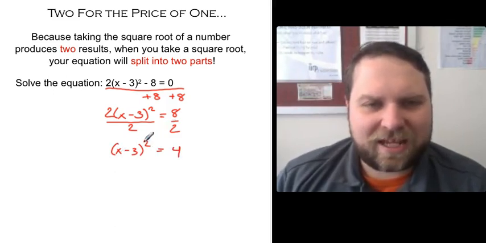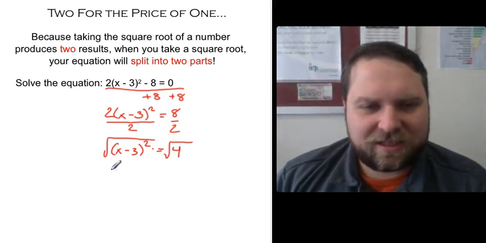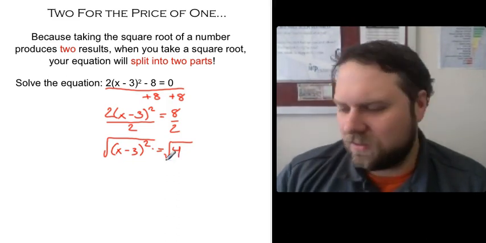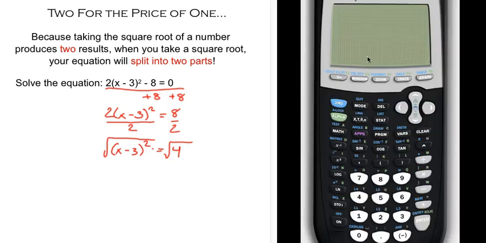Now I need to undo any exponents. To undo squaring, I'm going to take the square root of both sides. The square and the square root cancel each other out, leaving me with just x minus 3. And over here, the square root of 4. Well, aren't calculators just the handiest? I can ask my calculator to take the square root of 4 for me, and I get 2, but I have to remember that that's only the principal square root. It could be positive 2 or it could be negative 2.